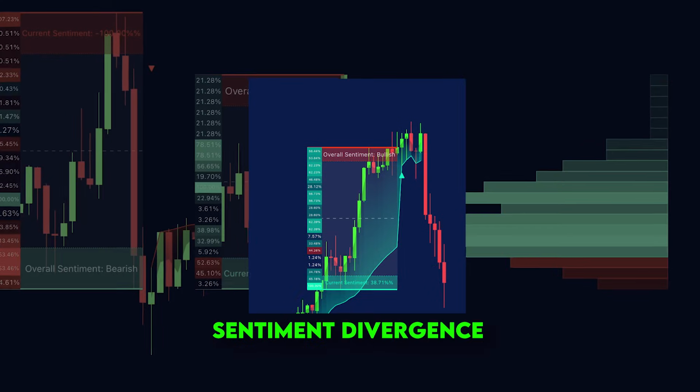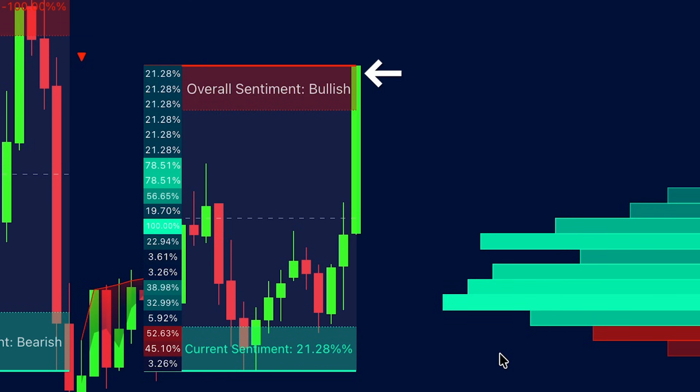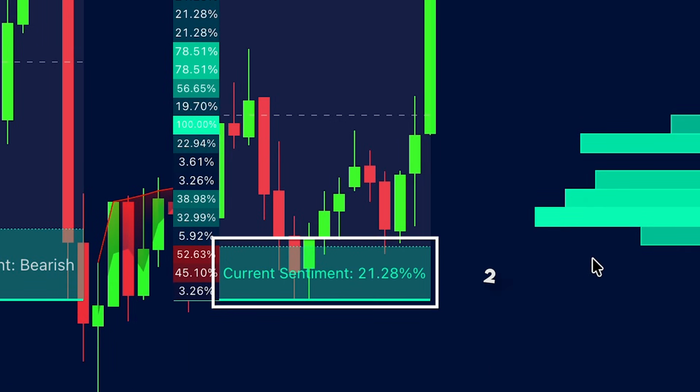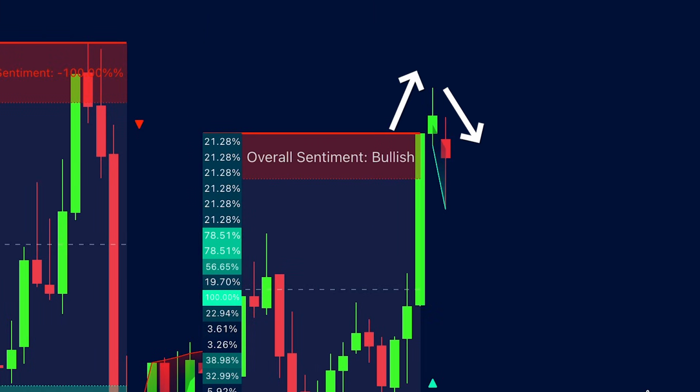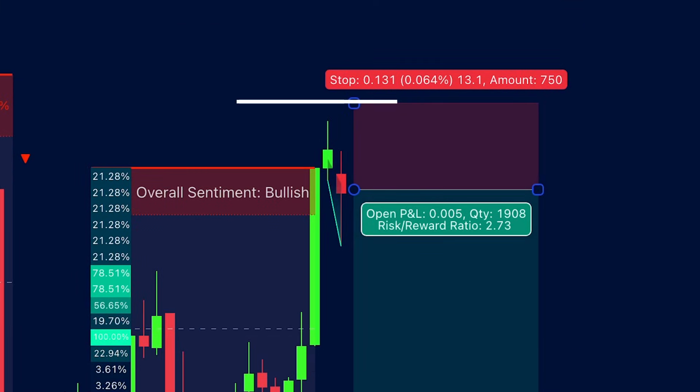For sentiment divergence trades, which catches failed breakouts before they happen, watch for price approaching the top of a channel, seemingly ready to break out bullish. But before you enter, check the sentiment reading. If it's showing only 25% or 30% buying pressure, that's a massive red flag. Price might touch resistance, but it's likely to reject hard without conviction. That's your short entry, right at the channel resistance with tight stop above.